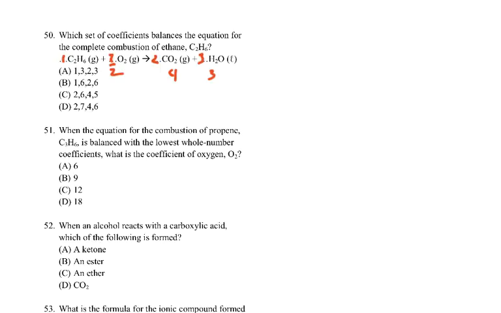Now, if there was an answer like that, I'd be done, but I'm not. So I'm going to go ahead and double everything. So I'm going to call it 2, 7, 4, and 6. I'm looking for 2, 7, 4, 6, and there it is, answer D.